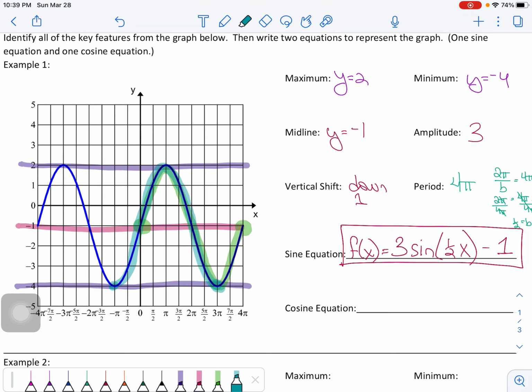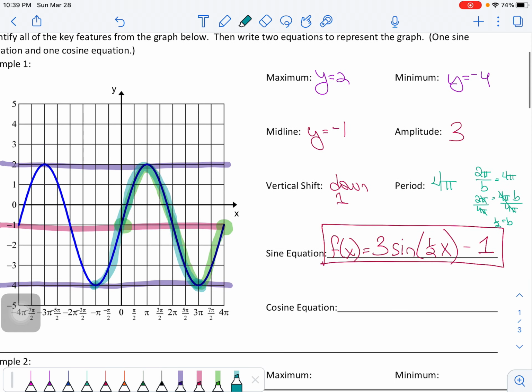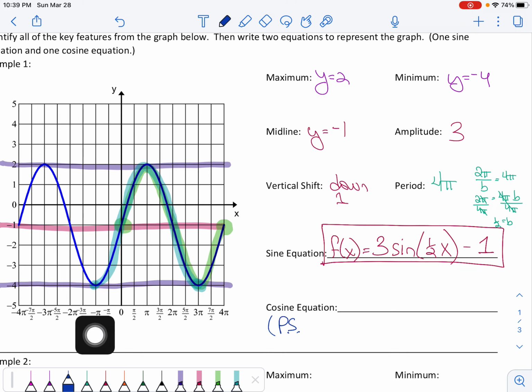Now, period didn't change. I know it looks different, but from negative pi to 3 pi is the same period of 4 pi. So that hasn't changed. We still have the same maximum, still have the same minimum. The midline hasn't changed. The vertical shift hasn't changed. But what has changed, and there's two things here. First thing that's changed is this cosine equation has a phase shift, and the one that I picked is left. That's the negative. So left pi.